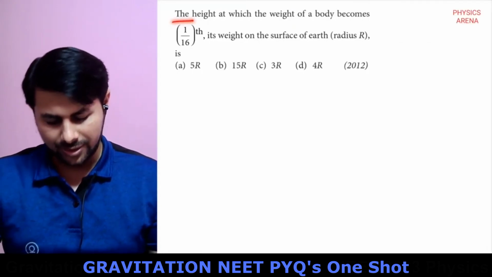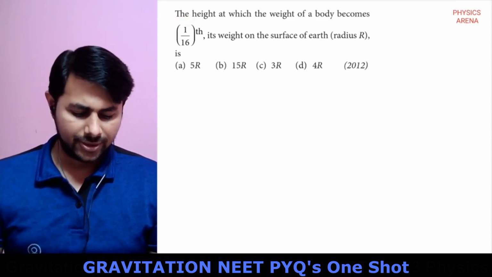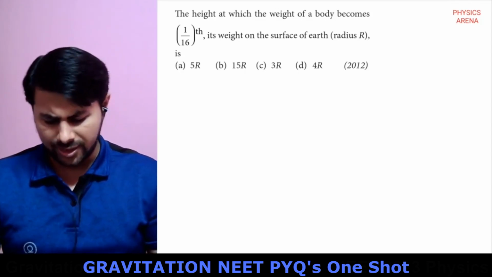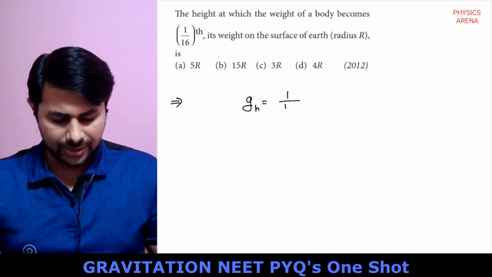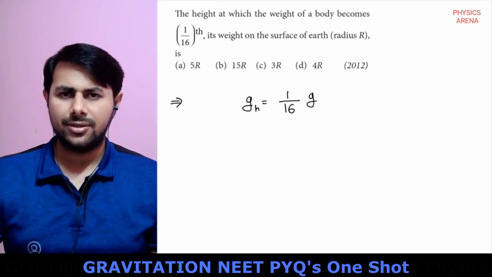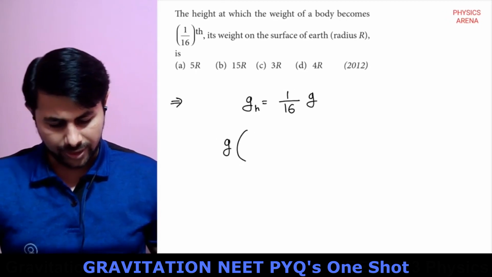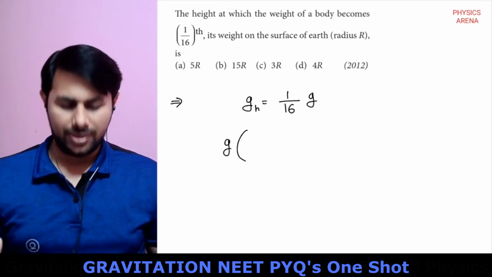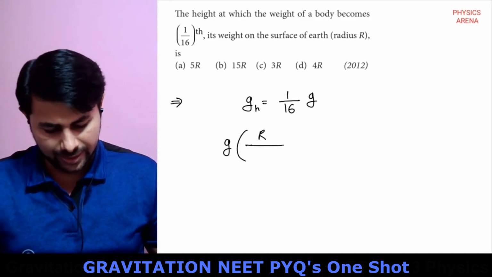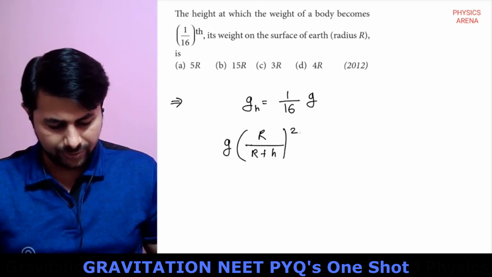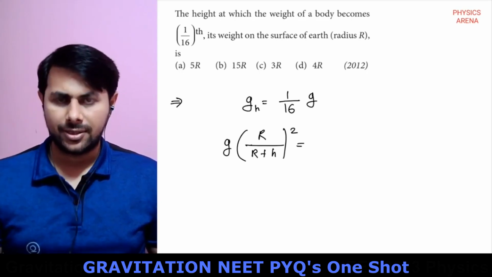Then next question. The height at which weight of body becomes 1 by 16th of its weight on the surface of Earth. So this is also simple. What they mean is gh is equal to 1 by 16th of g. But we know gh is equal to g multiplied by what? Because it becomes 1 by 16, we have to use this formula, as it will not happen for small heights, right? So gh is g multiplied by r upon r plus h square.